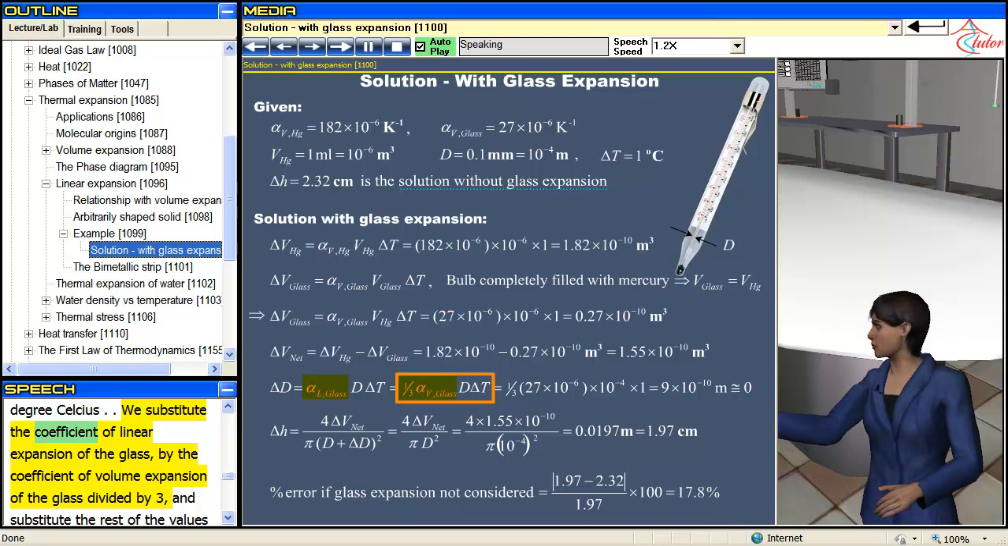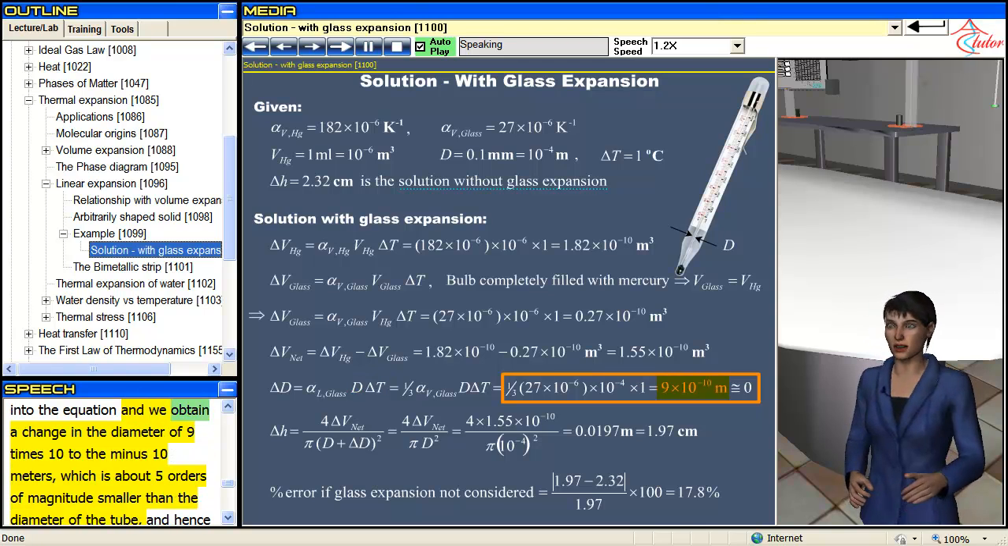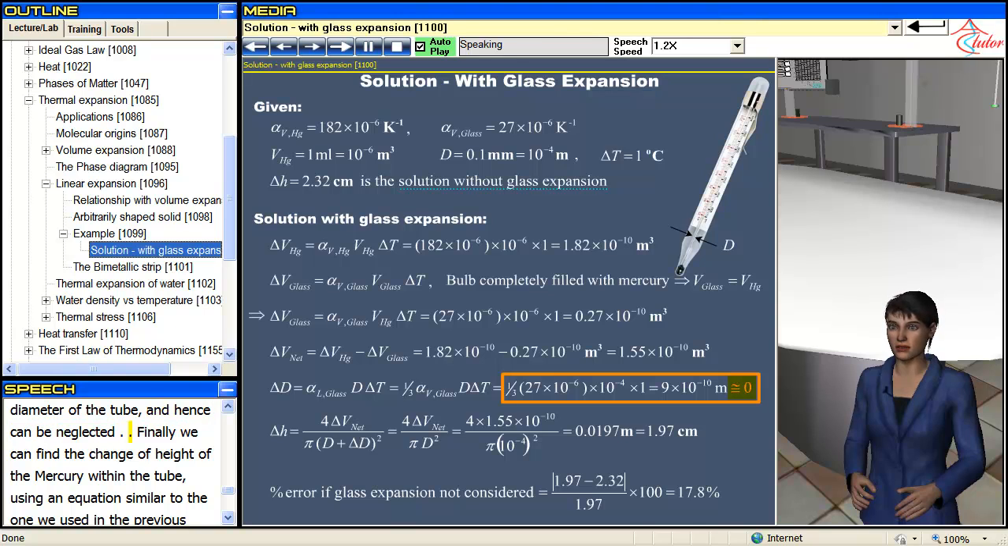We substitute the coefficient of linear expansion of the glass by the coefficient of volume expansion of the glass divided by 3, and substitute the rest of the values into the equation. And we obtain a change in the diameter of 9 times 10 to the minus 10 meters, which is about 5 orders of magnitude smaller than the diameter of the tube, and hence can be neglected.